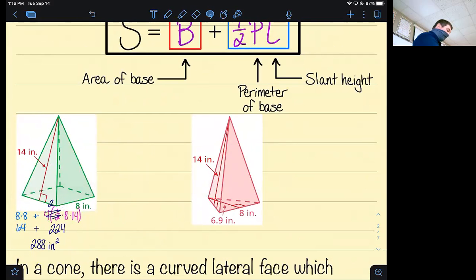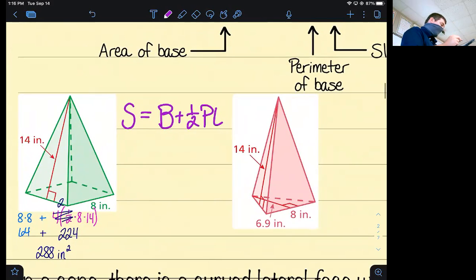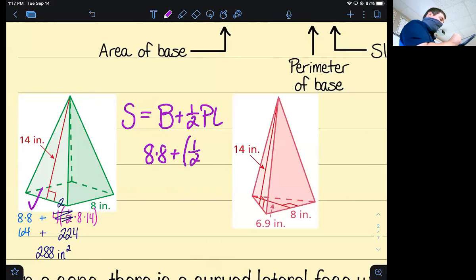So I'm copying that work down just to show you that it's going to be the same. So my formula says surface area equals B plus 1/2 P, capital P, L. The area of my base is 8 times 8. Well, that part of the formula is definitely the same. Plus parentheses. I'm just going to use parentheses because there'll be a lot in here. 1/2 times the perimeter of that base. It's a square. So if each side of the square is 8, what's that make the perimeter? 32. Excellent.